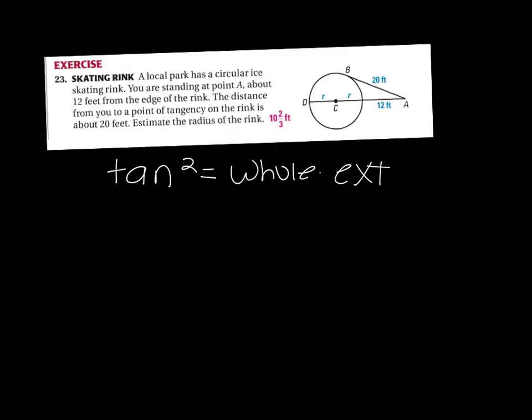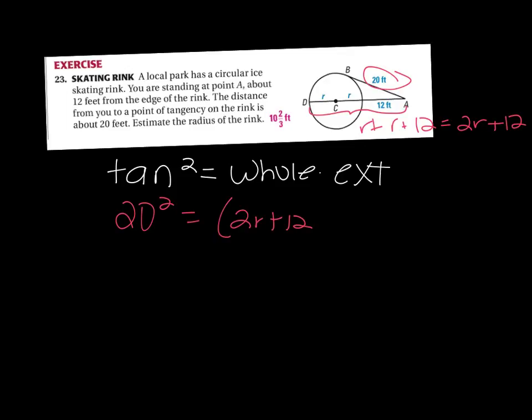Local Park has a circular ice skating rink. You're standing at point A, about 12 feet from the edge of the rink. The distance from you to the point of tangency on the rink is about 20 feet. Estimate the radius of the rink. So the tangent, which is 20 squared, equals the whole side here, which is r plus 12, or 2r plus 12. That's the whole, times the external, which is 12.